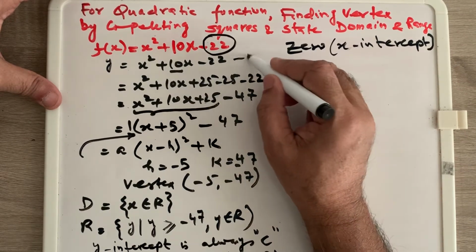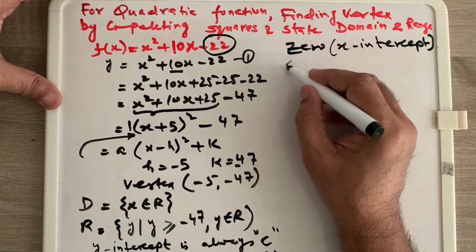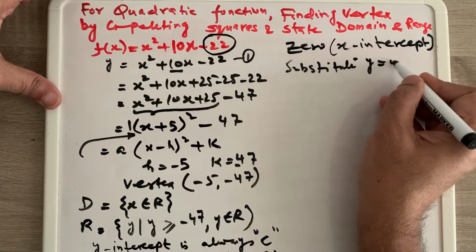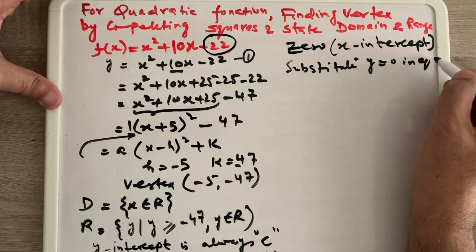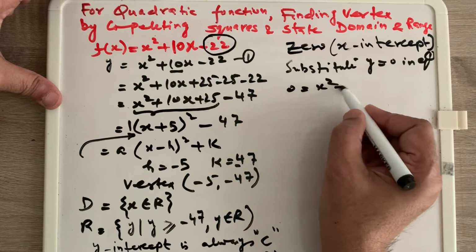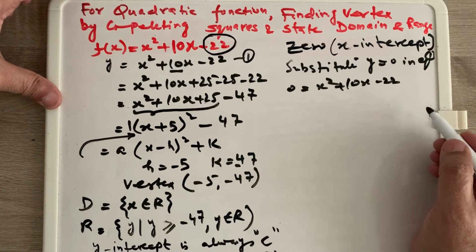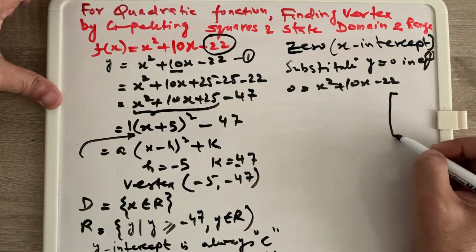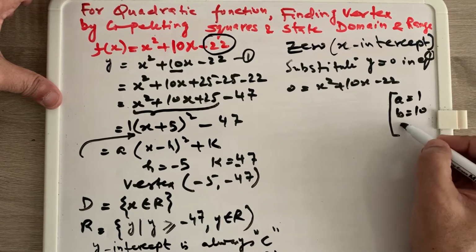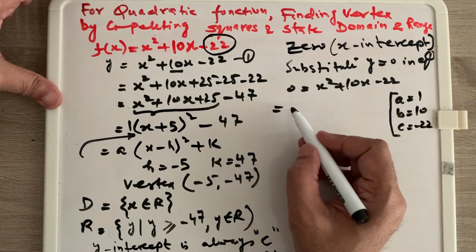So what is my equation? I can say this is equation 1. So I will substitute y is equal to 0 in equation 1. So my quadratic will be x square plus 10x minus 22, and I have to apply the quadratic formula here, where I have the data of the quadratic because I have a as 1, b as 10, and c as minus 22.